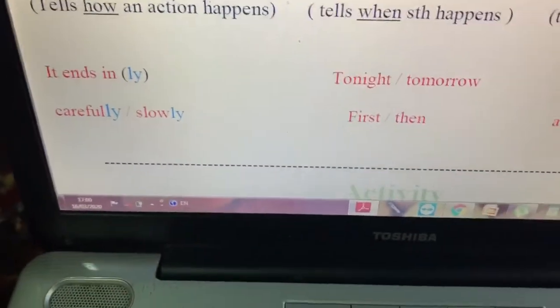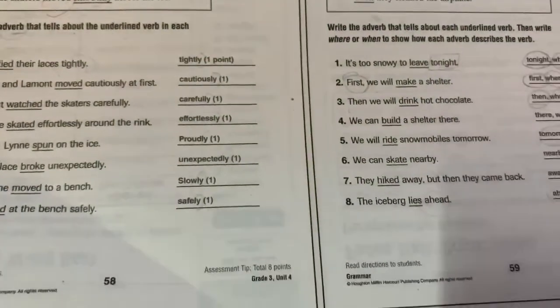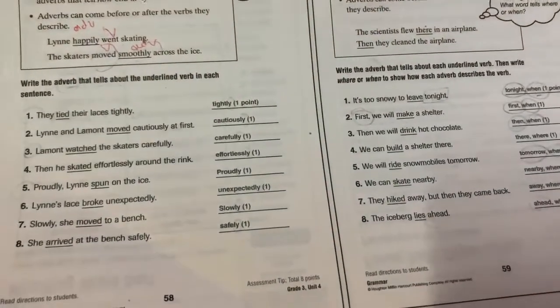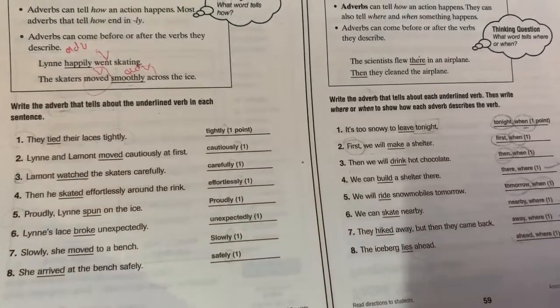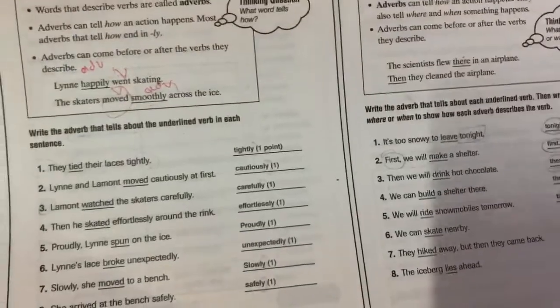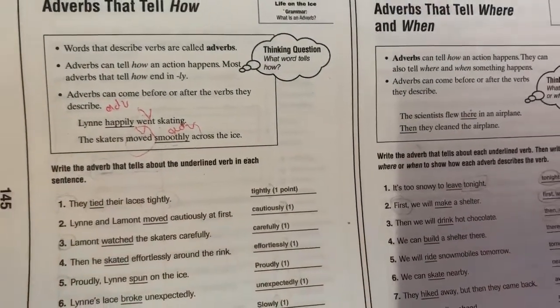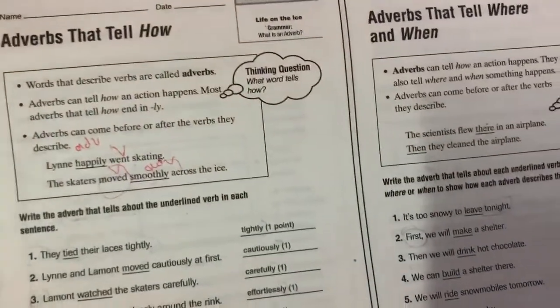Now open your English reader's notebook on page 58 and 59. Okay, let me answer some of the questions here and do them together. Write the adverb that tells about the underlined verb in each sentence.